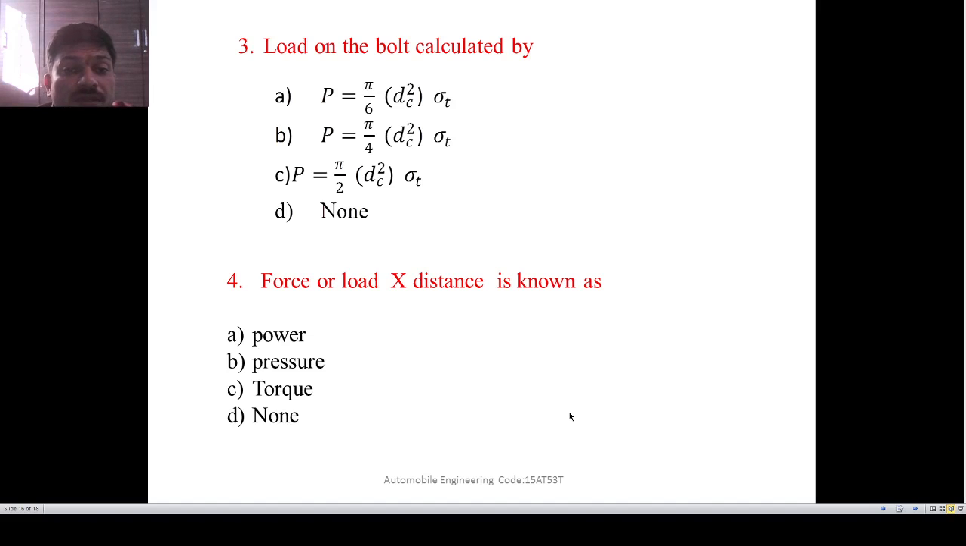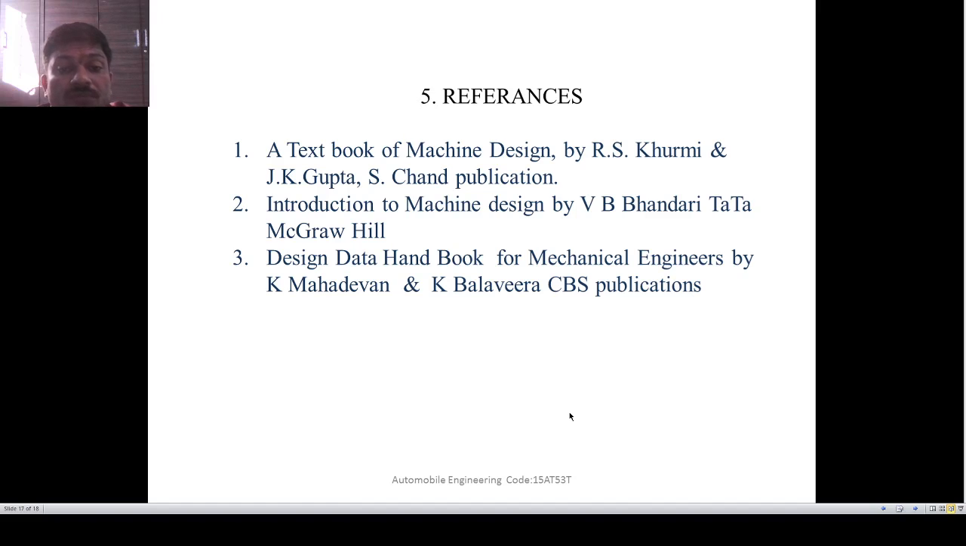Let us move on. These are some of the references we have utilized in this session and in the problem solving, and we have displayed them here.